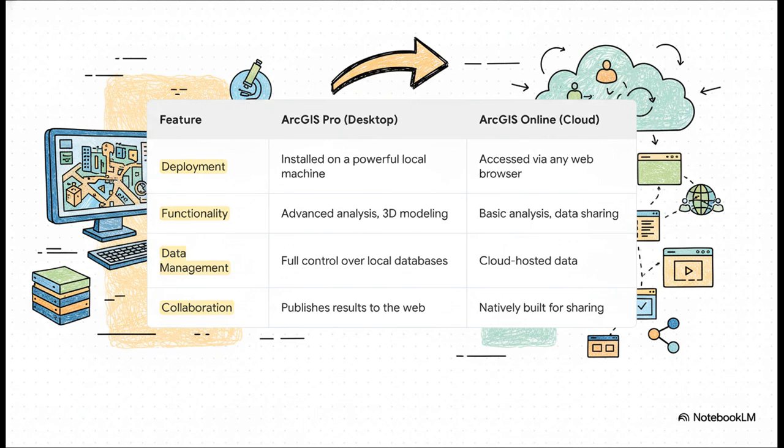This table here really lays it all out pretty clearly. You can see that ArcGIS Pro is what you need when you've got to have that ultimate power and control, for things like advanced 3D modeling or writing custom scripts. But when it's time to share what you found with your team or with the whole world in real time, yeah, that's where ArcGIS Online just shines. It's built for collaboration from the ground up.